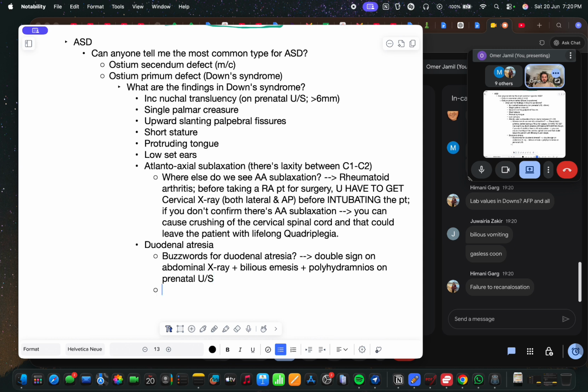Then other than that, if we go over to the CVS, remember I just told you that ostium primum can be a defect in Down syndrome. If they were to ever ask you what is the most common congenital heart defect in Down syndrome, answer this: atrioventricular septal defect. This is the most common, even if they've given ASD in the options. This is basically a triad of single AV valve plus ASD plus VSD. So you concurrently have all the things.